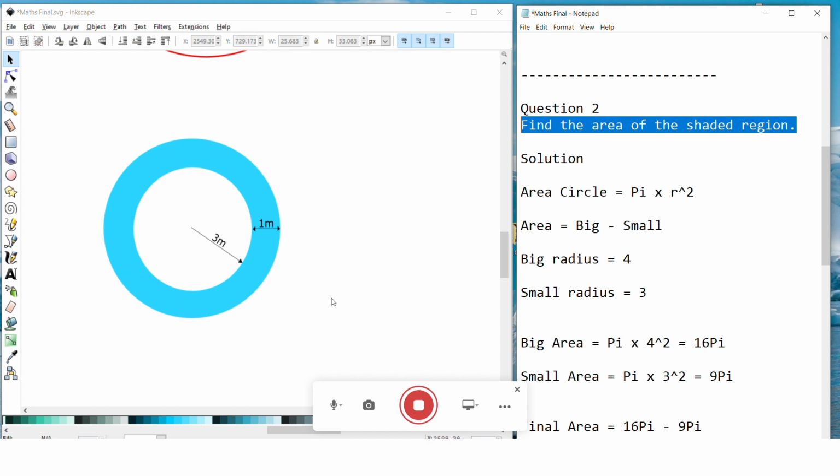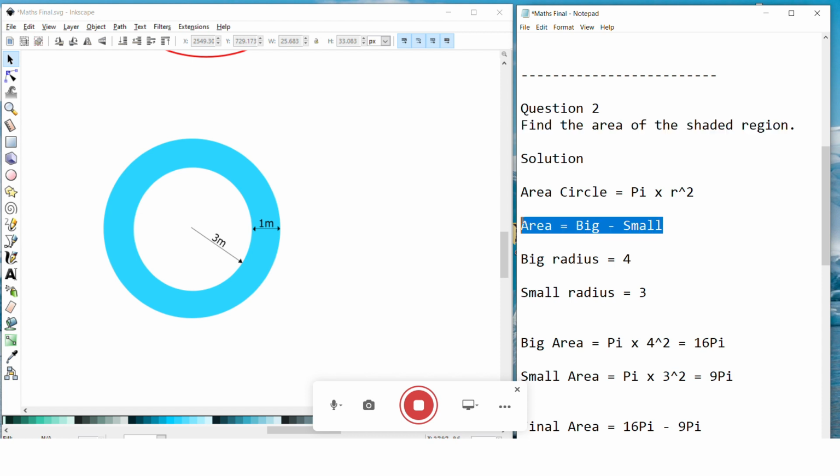Now, I think I know what the problem was. This 1 meter probably confused everyone. If you notice, there's a big circle here, and inside it, there's a smaller circle. To find the area of the blue region, let's look over here for a few seconds. We're going to take the area of the big circle and the area of the small circle and just minus it. And if we do that, we will be left with the blue region.